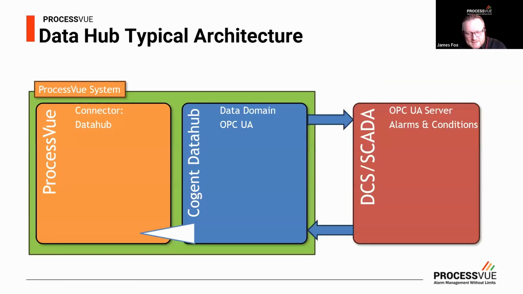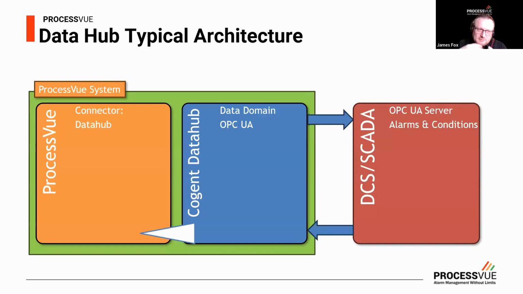As we introduce the new Data Hub connector, what it means is that for the first time, ProcessVue is going to be able to connect and retrieve alarms and events from OPC UA alarms and conditions enabled data sources via Data Hub. So in a typical architecture, you would have ProcessVue installed on a machine. You could then install Cogent Data Hub on the ProcessVue system. Now, it doesn't have to be on the ProcessVue system. If you already have Data Hub, it's used throughout the world, then you could leverage that instance of Data Hub.